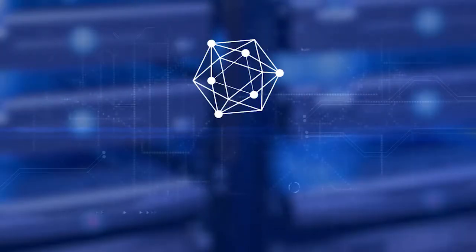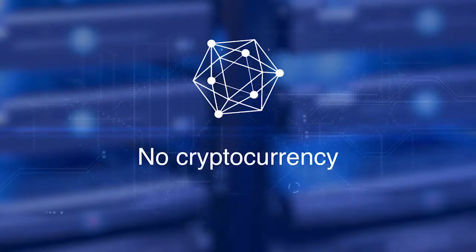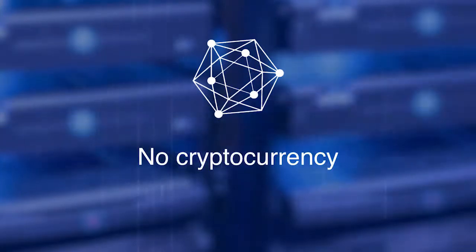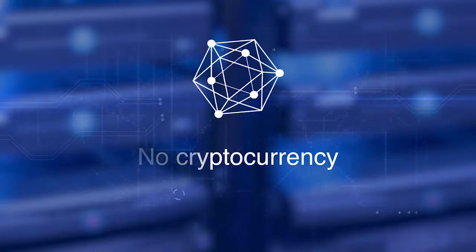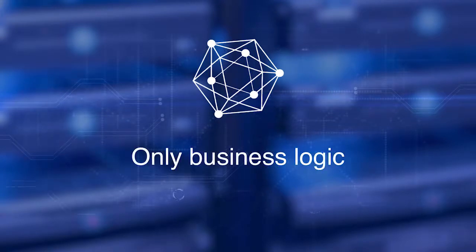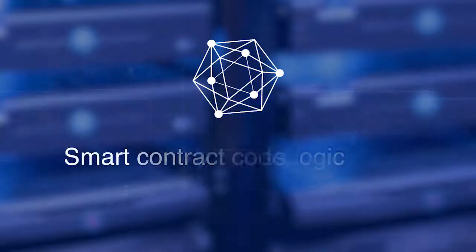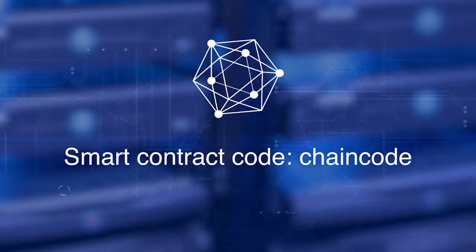Let's explore significant differences between Bitcoin, Ethereum, and Hyperledger. In Hyperledger protocol, there is no cryptocurrency. Hyperledger is designed for handling only business logic, such as the smart contract functionality. The smart contract code is called chain code in Hyperledger.